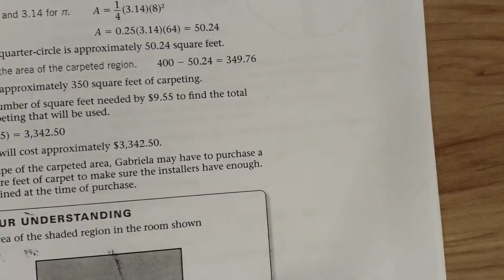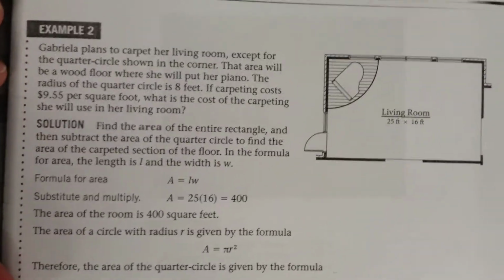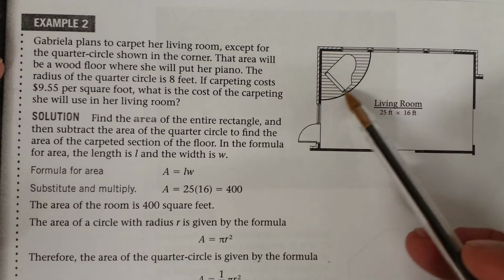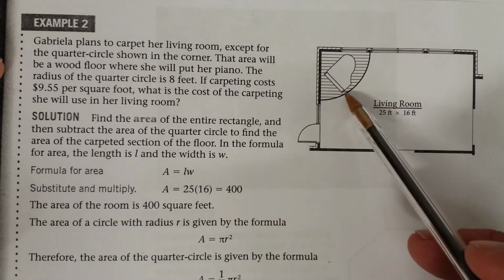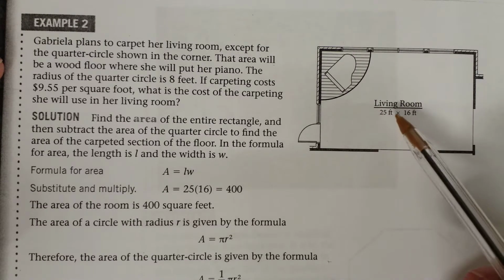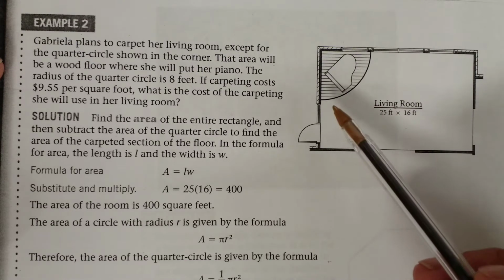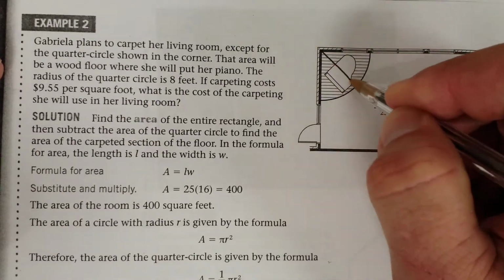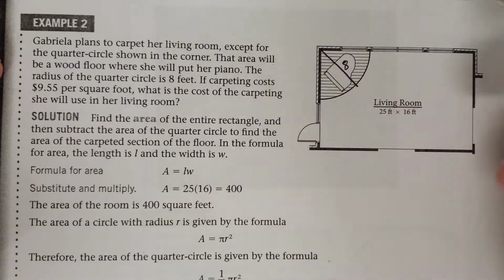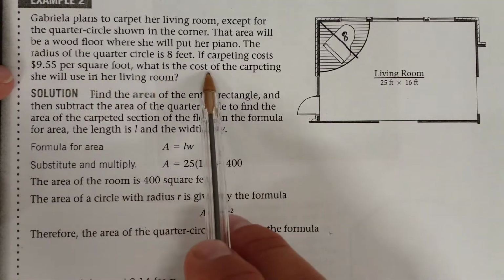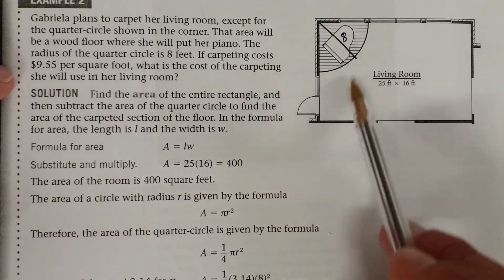Okay, let's look at another situation here. Gabriella plans to carpet her living room except for the quarter circle, 1/4 of a circle, shown in the corner. That area is going to be a wood floor where she's going to put a piano. So she's designing this room, and she needs to know, well, let's see what she needs to know. The radius of the quarter circle is 8. So that distance there is 8. If carpeting costs $9.55 per square foot, what is the cost of the carpeting that she's going to use in the living room?